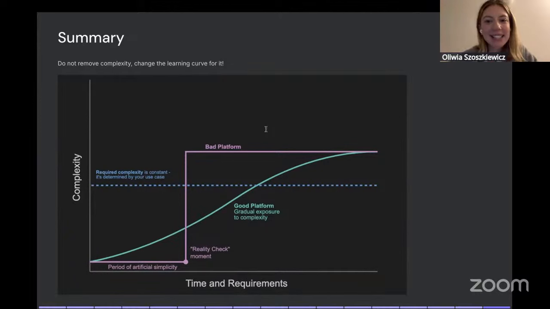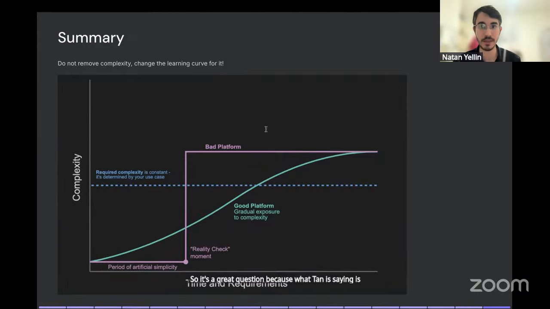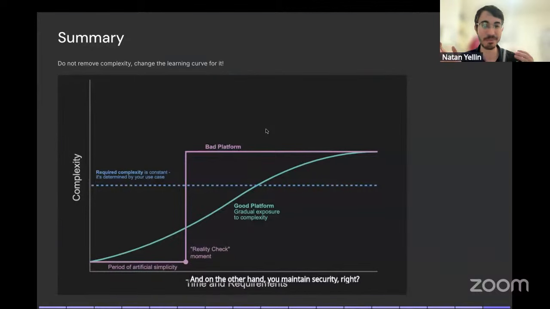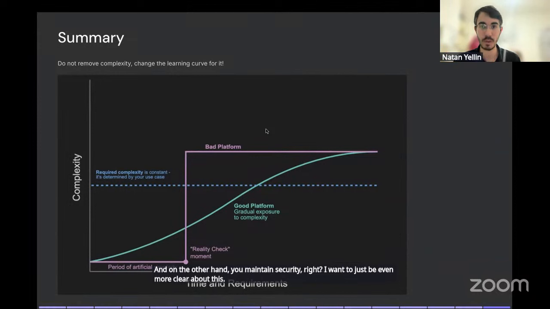Okay. Tan is asking, how do you balance building escape hatches in your platform while ensuring security? It's a great question because what Tan is saying is these two things are fundamentally opposed. You build escape hatches and let people do all these things with your platform, you build a great platform, and on the other hand, you maintain security. So I want to be even more clear about this. We have two conflicting goals when we build a platform.